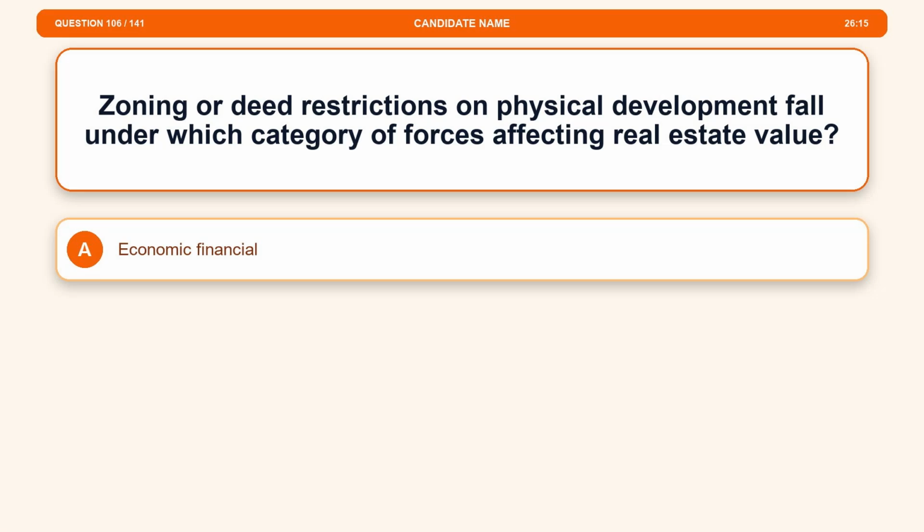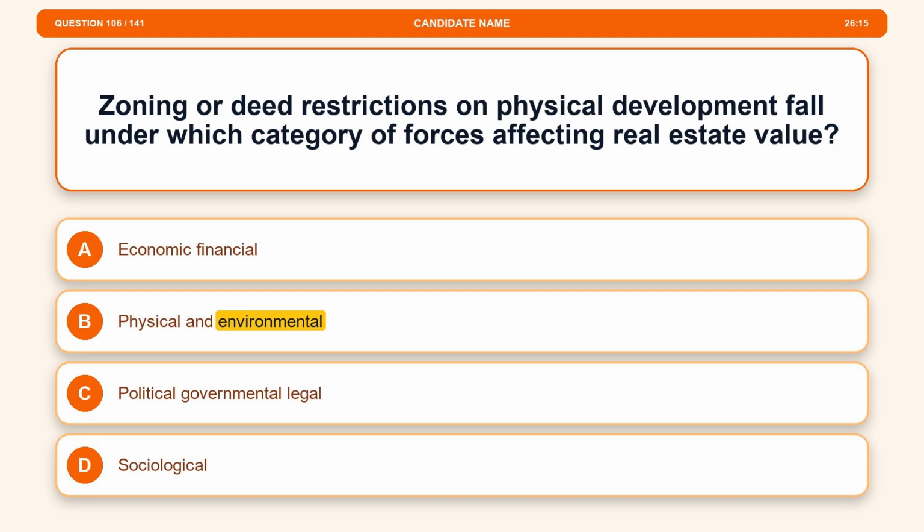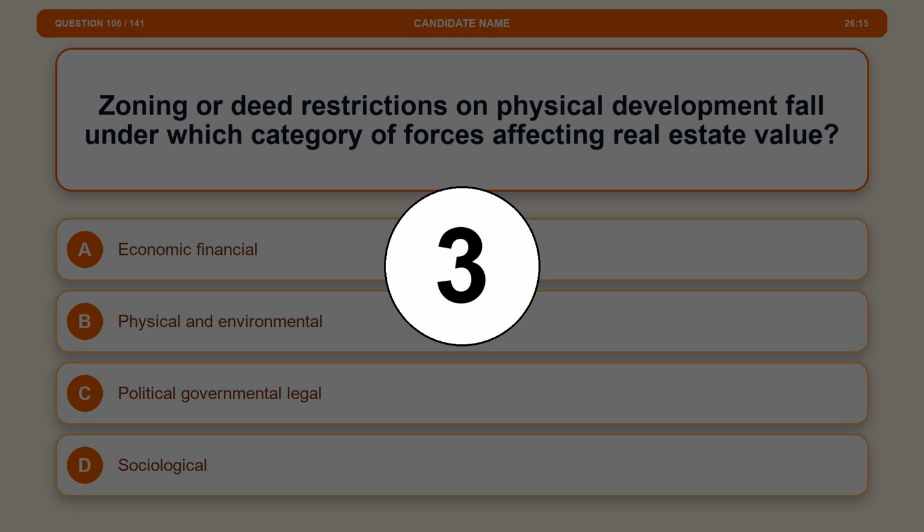$520,000. Question 106. Zoning or deed restrictions on physical development fall under which category of forces affecting real estate value? Option A. Economic financial. Option B. Physical and environmental. Option C. Political governmental legal. Option D. Sociological.